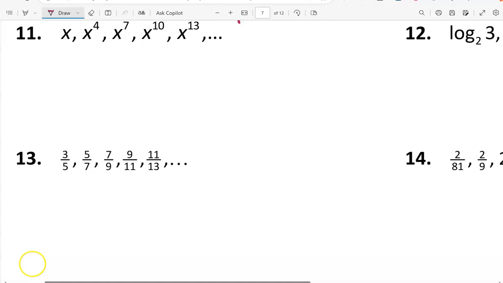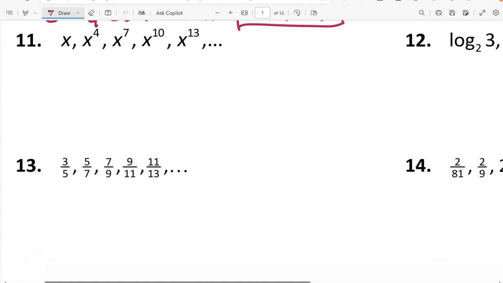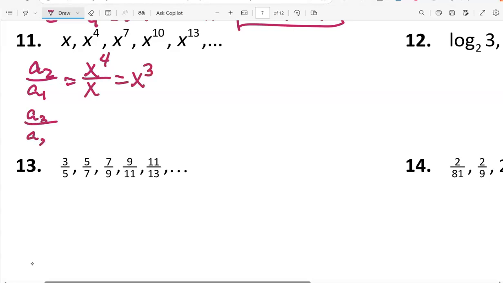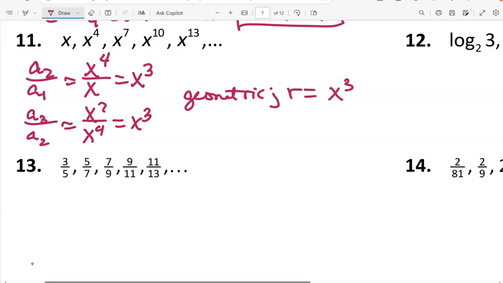Number 11 has terms with exponents that follow an arithmetic progression, that is adding 3. However, this is a geometric sequence because a sub 2 divided by a sub 1 is x to the 4th divided by x, which is x cubed. A sub 3 divided by a sub 2 is x to the 7th divided by x to the 4th, which is also x cubed, and we can do this for any pair of subsequent terms. So this is a geometric sequence with an R value of x cubed.